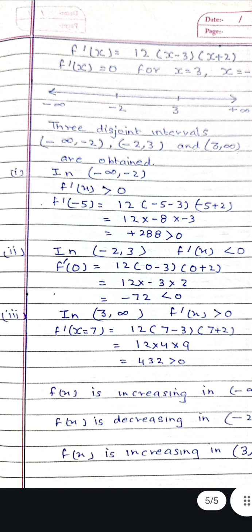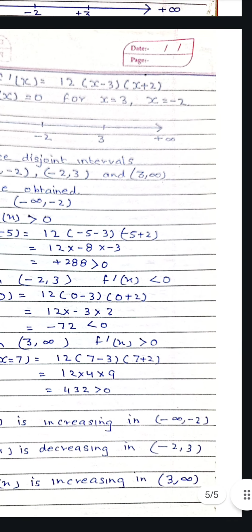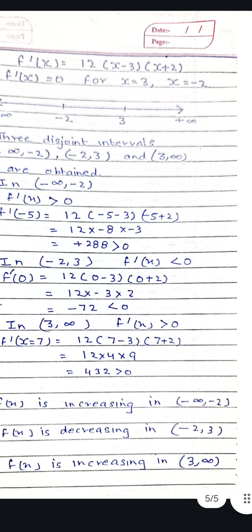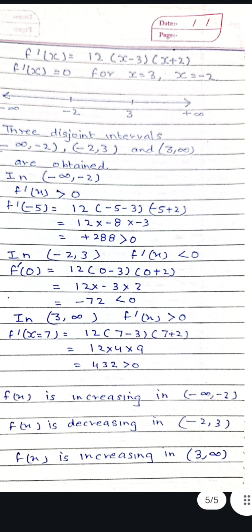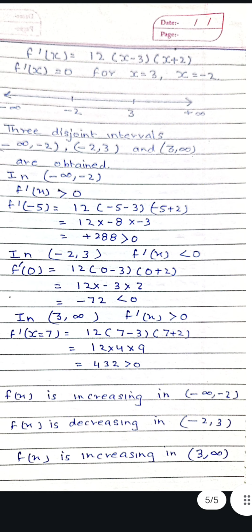So what do we observe over here? We observe that f(x) is increasing in the interval minus infinity to minus 2, f(x) is decreasing in the interval minus 2 to 3, and f(x) is increasing in the interval 3 to infinity. That is all about increasing and decreasing functions.